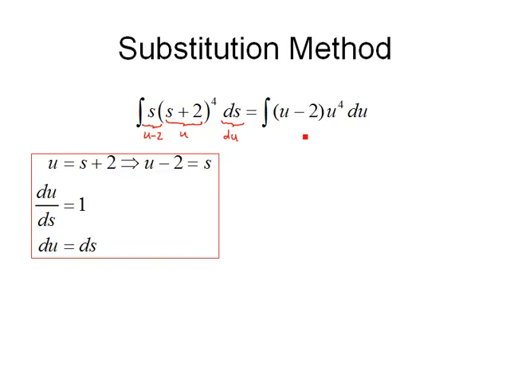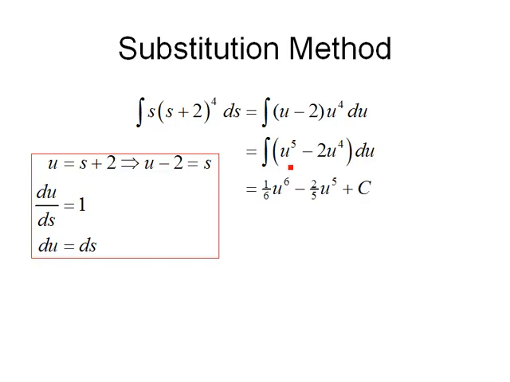Now this may not look like much of an improvement, but now we can distribute that u to the fourth onto both of the terms in parentheses, and that leaves us with the antiderivative of u to the fifth minus 2u to the fourth du, and each one of those I can do an antiderivative on using our power rule. So the antiderivative of u to the fifth is 1/6 u to the sixth. The antiderivative of u to the fourth is u to the fifth over 5, so 2 times that will become 2/5 u to the fifth. And now I add on my constant plus c.